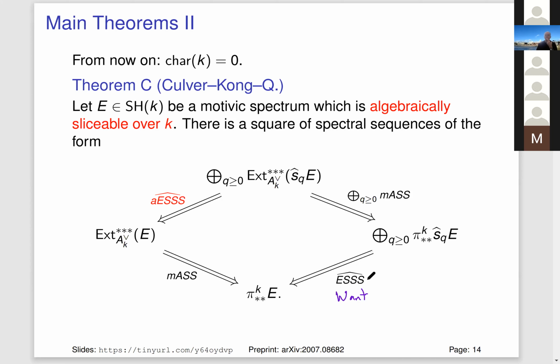Now, in the Midwest, I think I was trained to believe that the Adams spectral sequence is maybe the most friendly and interesting spectral sequence in the world. So the other two sides, here and here, these are Adams spectral sequences in the motivic setting.